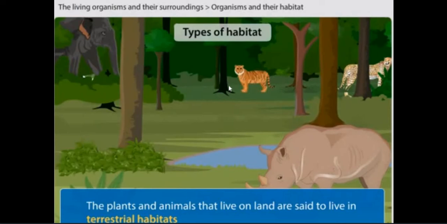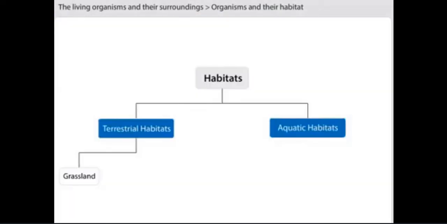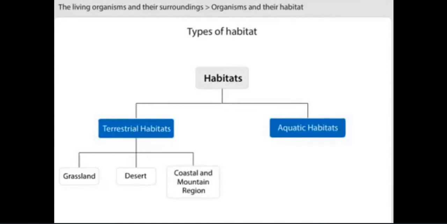Can you identify these animals which live on terrestrial habitat? I'm sure you can do it. Similarly, the animals which live in the sea or in any water body are called aquatic habitats.